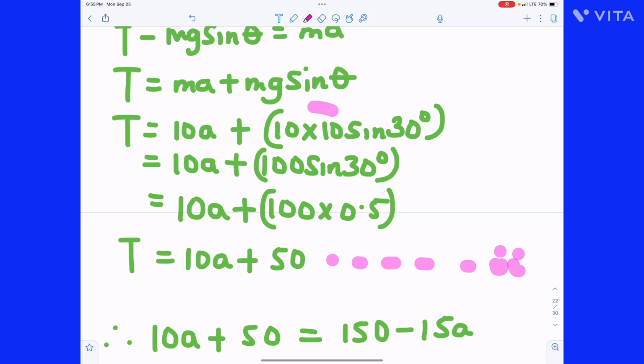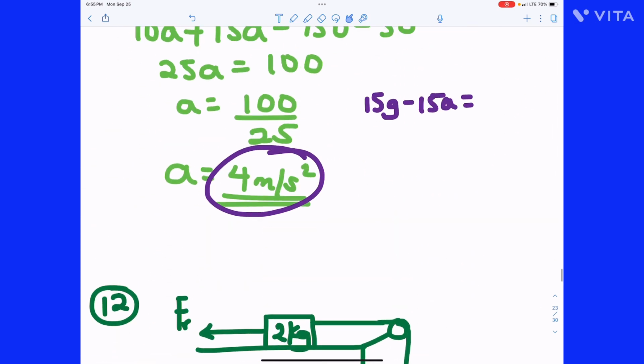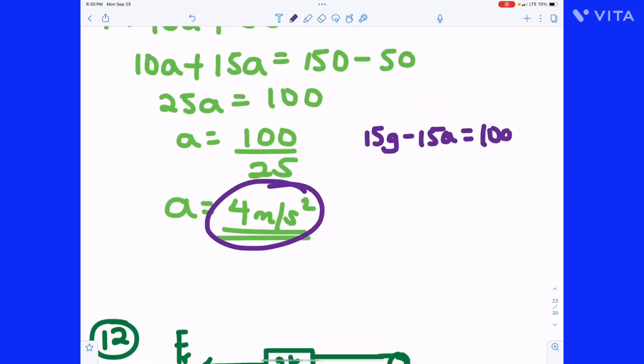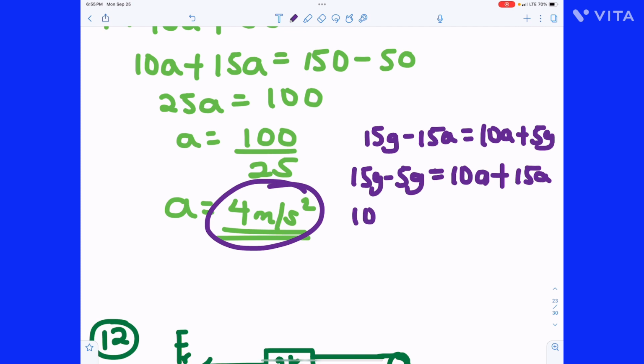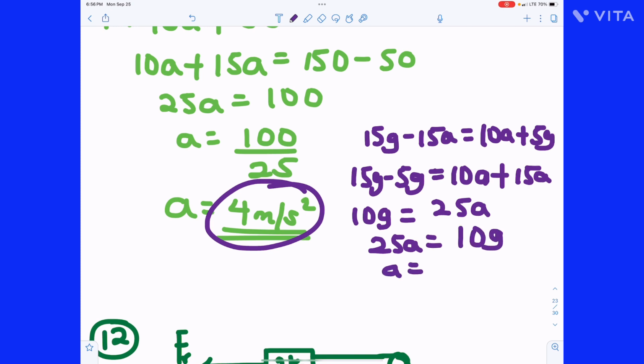This would have been 10g sine theta. That's 10 times 0.5. That would have been 10a plus 5g here. So I would have had 15g minus 5g is 10a plus 15a. So 10g is equal to 25a. So my a would have been 10g over 25, which is 2 over 5 g meter per second square.